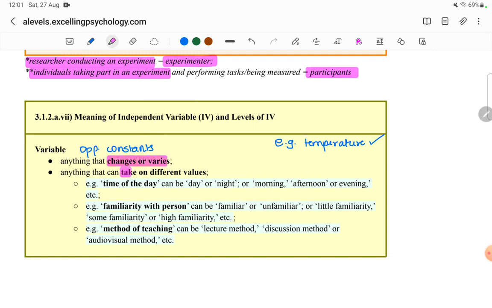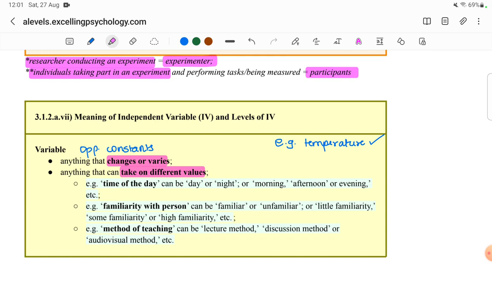Okay, and definitely it can take on different values. The temperature could be warm, it could be cool, it could be cold, it could be hot. So there are many different values that temperature can take on. That's why it's known as a variable. So let's be clear on what's variable. A variable is anything that changes from time to time, person to person, place to place, and so forth.